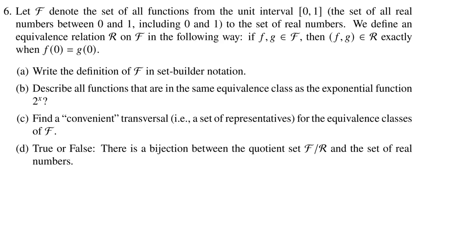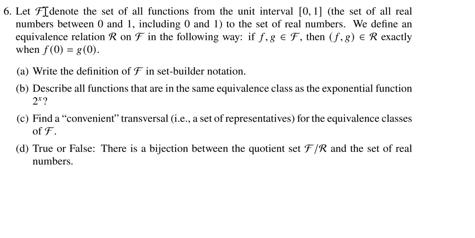So we're going to combine some stuff here. We got set builder notation, we got functions, and we have equivalence relation along with equivalence classes, the quotient set, transversals. We got everything going on in this problem. All right, well, let's read it carefully.